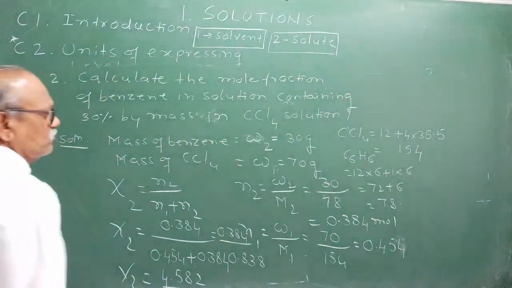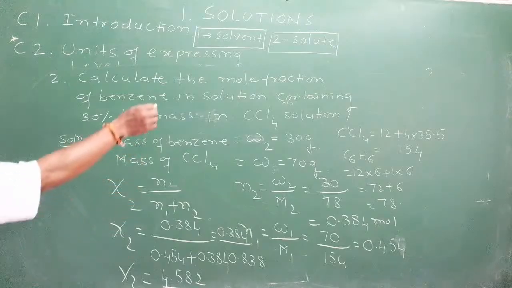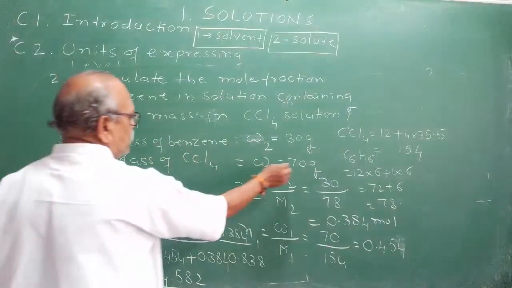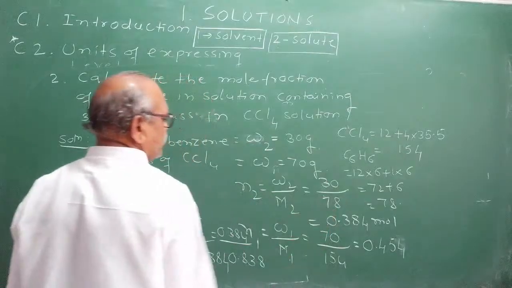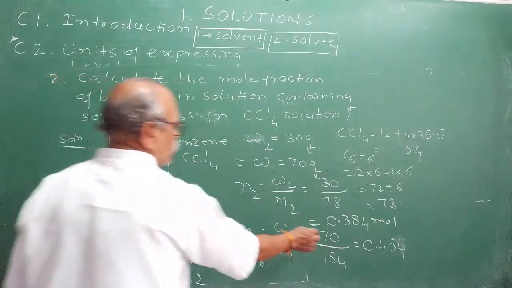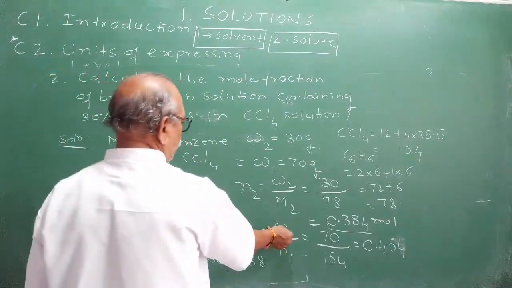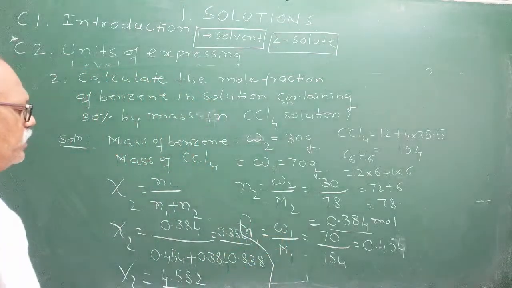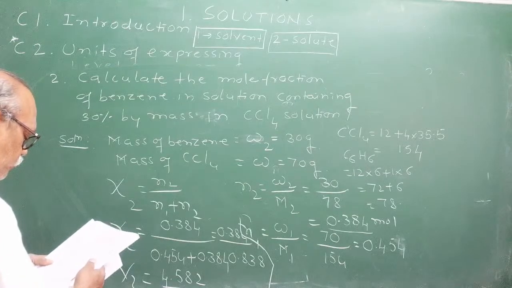Check your answer. Calculate the mole fraction of benzene. The mass of benzene, taken as solute, is 30 grams. Carbon tetrachloride is 70 grams. The number of moles of solute is given by 30 upon 78, which gives you 0.384. Then the number of moles of solvent, N1, is given by W1 upon M1. 70 upon 154 gives you 0.454.